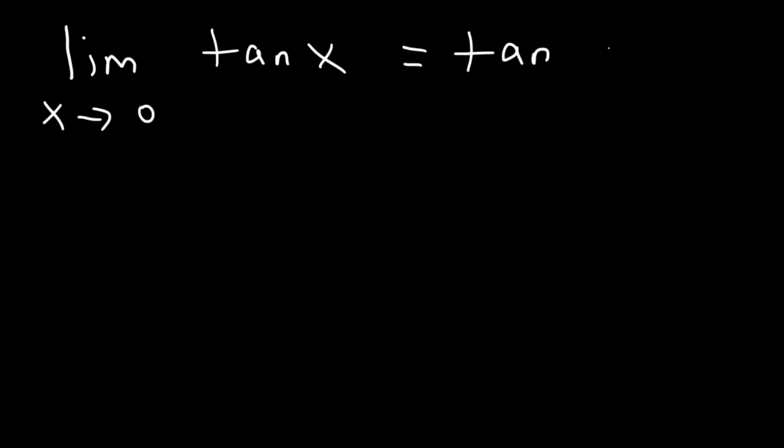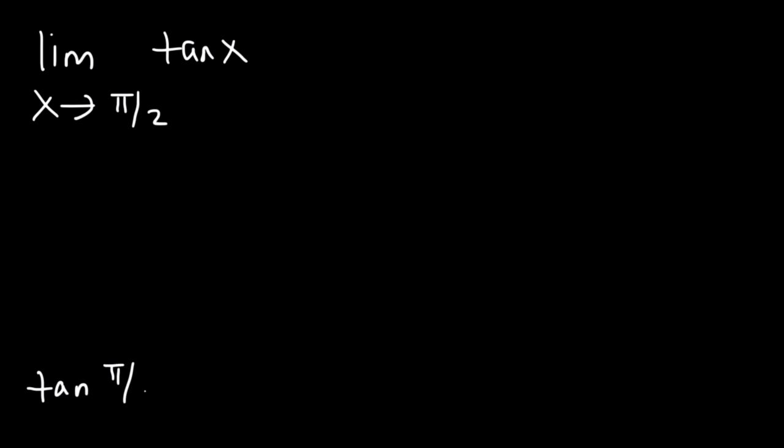Now what is the limit as x approaches 0 of tangent x? Let's go over some trigonometric functions. For this, we can use direct substitution. Tangent of 0 is 0. Now let's say we change it. What if x approached pi over 2, and we still have the tangent function? What's the answer now? Tangent of pi over 2 is undefined, so we can't just use direct substitution.